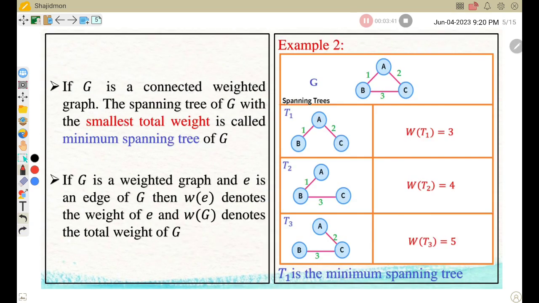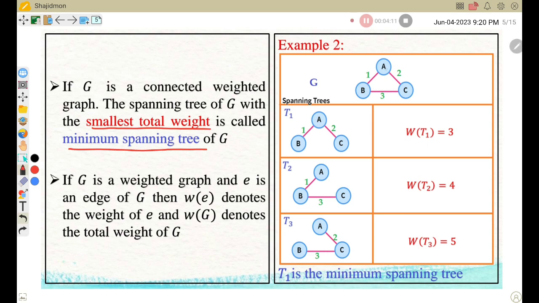Now let me go to the minimum spanning tree. What is the meaning of minimum spanning tree? If G is a connected weighted graph, a spanning tree of the graph with the smallest total weight is called the minimum spanning tree of the graph. When we consider a graph, we have many spanning trees, correct? Out of all these spanning trees, the spanning tree with the smallest total weight is what we call the minimum spanning tree.